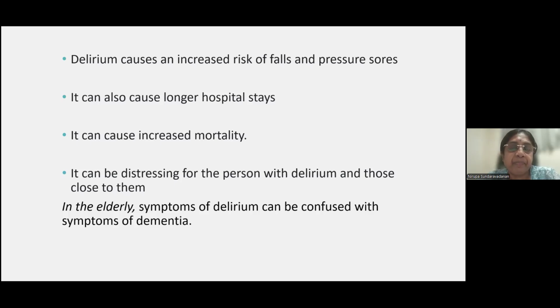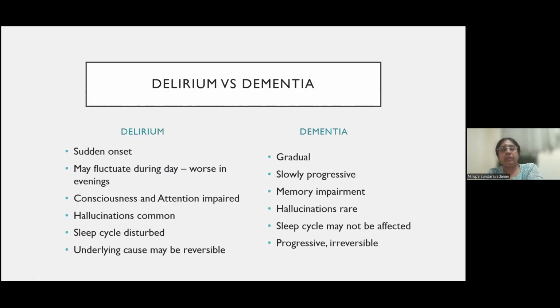What's happening to him? And in the elderly, we should also remember that symptoms of delirium can often be confused with symptoms of dementia. But there are some striking differences between dementia and delirium, and we'll come to that. So, delirium, as I said, can happen suddenly, can start over a few hours. Somebody who's okay in the morning is suddenly very confused towards the afternoon. But dementia has a very gradual onset.